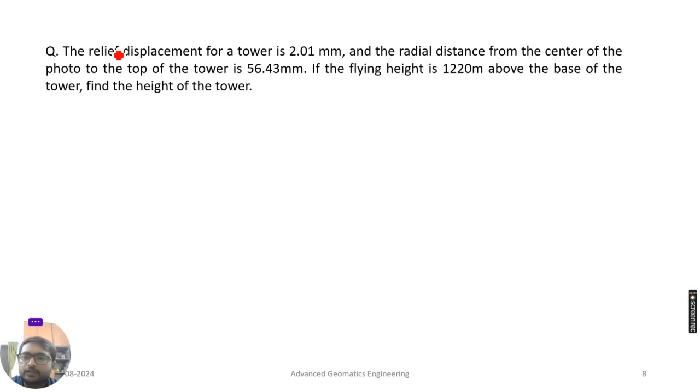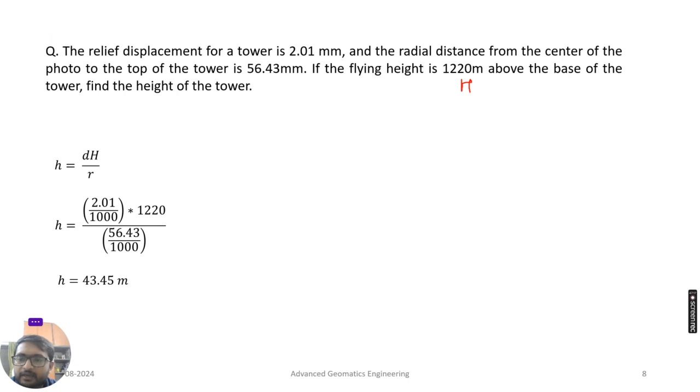In this question, it is given that the relief displacement for a tower is 2.01 mm, and the radial distance from the center of the photo to the top of the tower is 56.43 mm. The flying height is 1220 meters above the base of the tower, so capital H is directly given to you. Then find out the height of the tower.